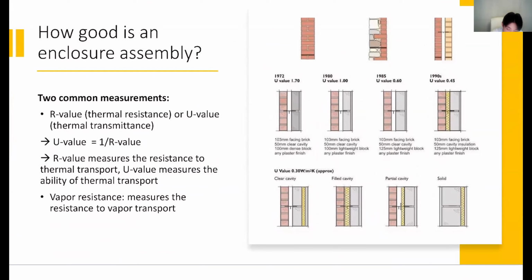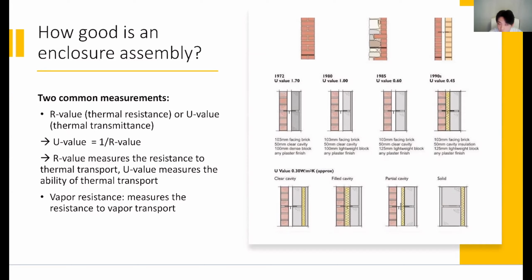Now that we've talked about what assemblies look like, we can evaluate how good an enclosure assembly is. We don't want to get into the mathematics and actual thermodynamics of heat transfer, but we want an idea of how to measure the thermal capability of an enclosure element. There are two common measurements. The first one is R value, which we call thermal resistance, or U value, which is the reciprocal of the R value, 1/R.